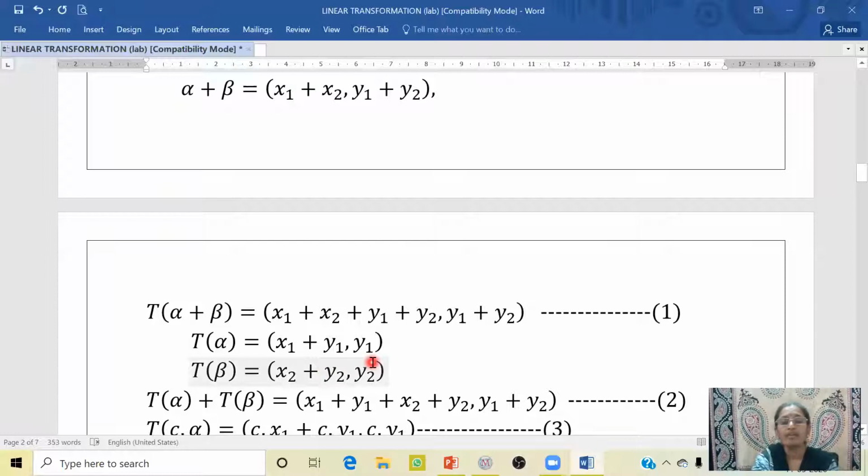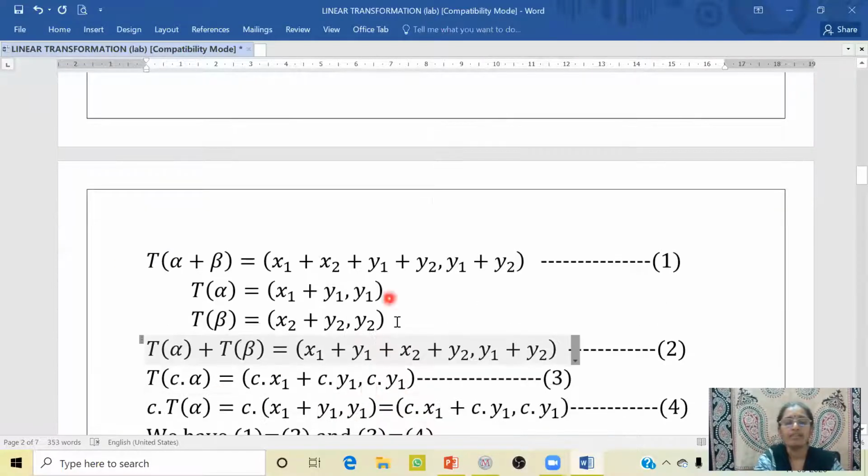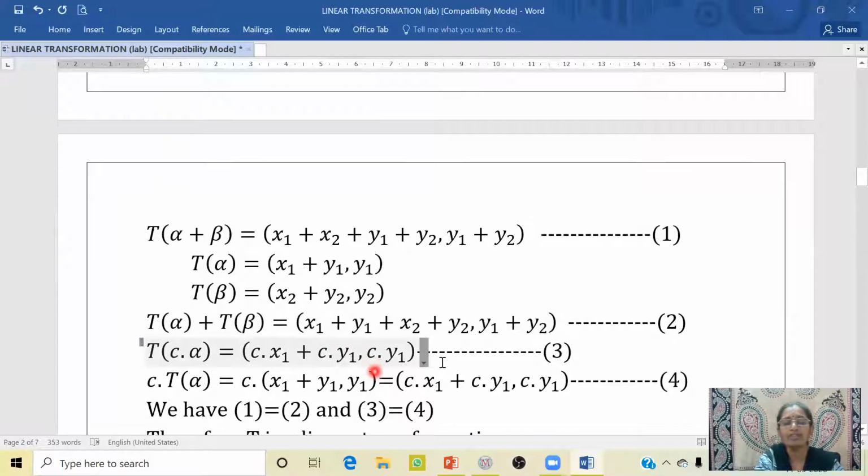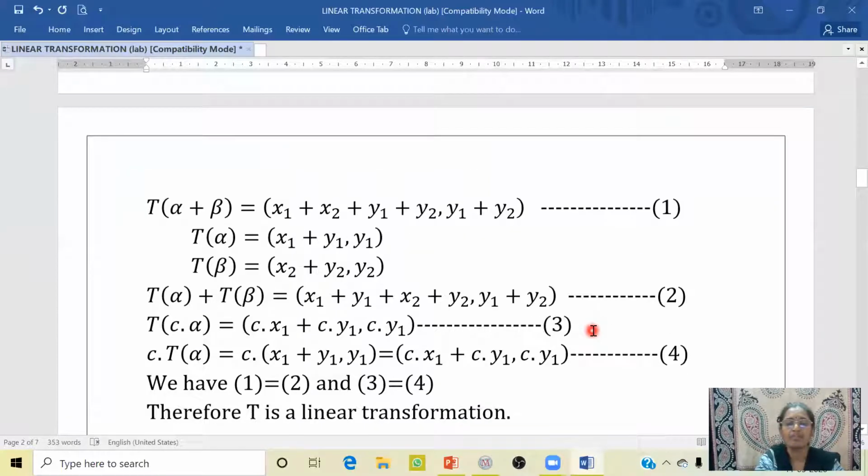T of alpha is equal to x1 plus y1 comma y1 and T of beta is equal to x2 plus y2 comma y2. Add these two to get T of alpha plus T of beta, that is given by x1 plus y1 plus x2 plus y2 comma y1 plus y2. Mark this as expression 2. Compare 1 and 2. So when you compare 1 and 2, both are one and the same. Therefore, T satisfies the first condition of the linear transformation.